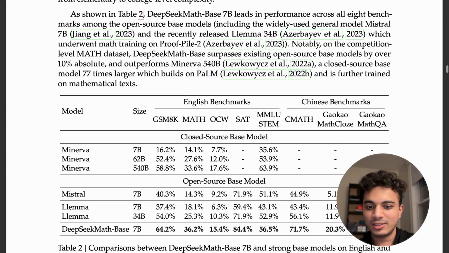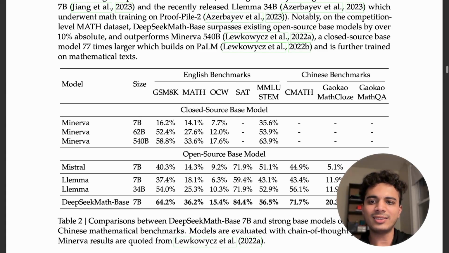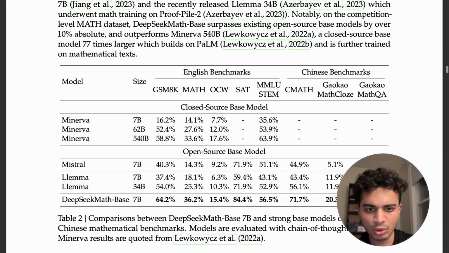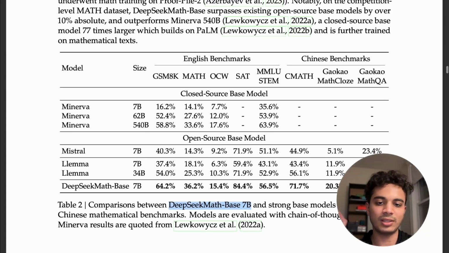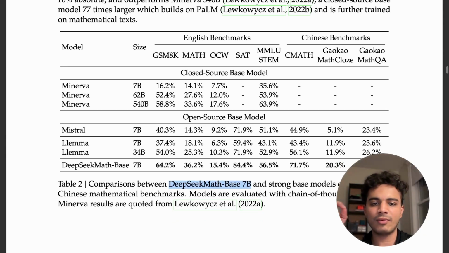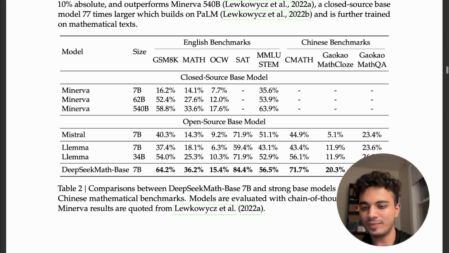So yeah, what they do now is they test their model as compared to other models, which are I think probably not mathematics. Yeah, okay. So they're comparing this DeepSeek Math Base 7B with strong models on English and Chinese mathematical benchmarks. Yes. All of them are evaluated with chain of thought prompting, which is important again. So you will see this CoT being used again and again throughout this paper, and that is one of the magical things that makes reasoning possible, right?